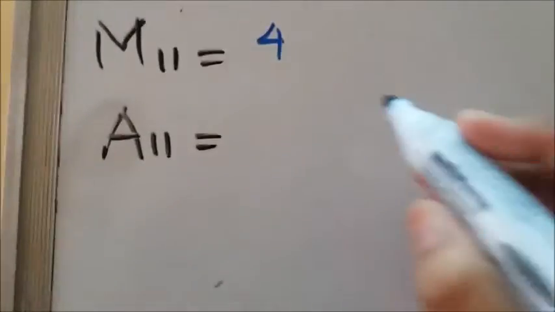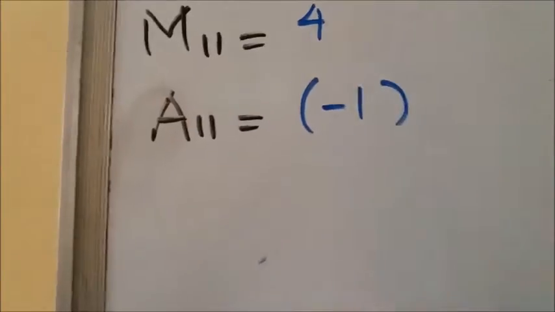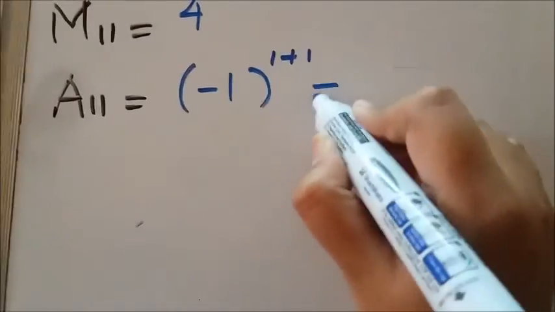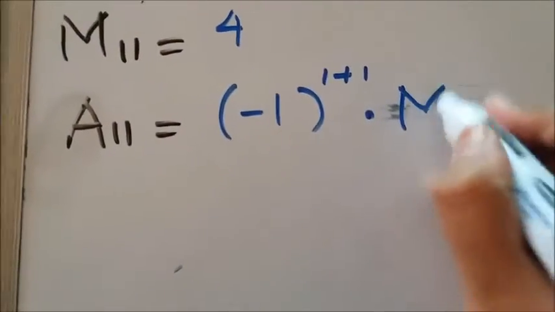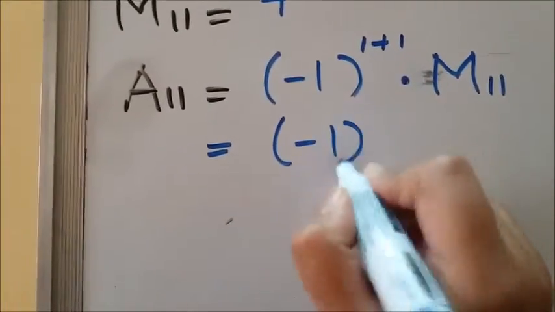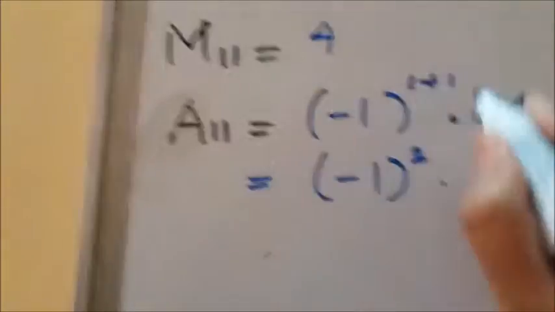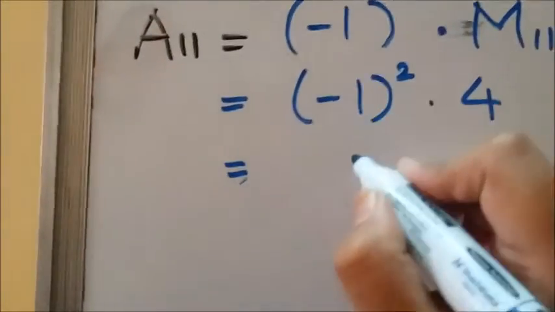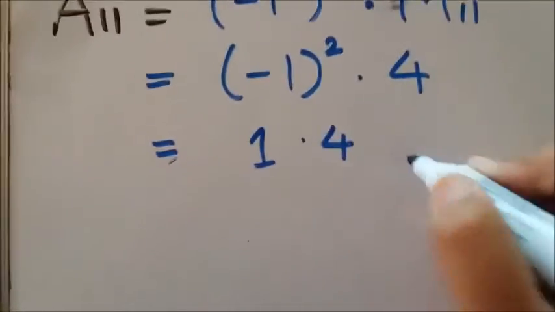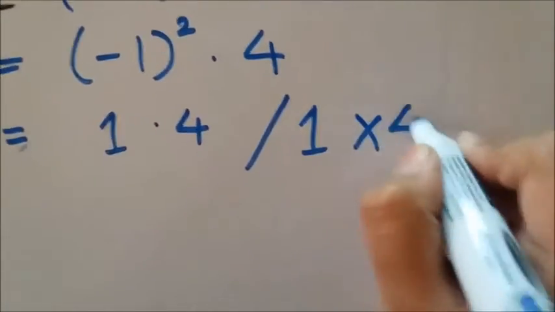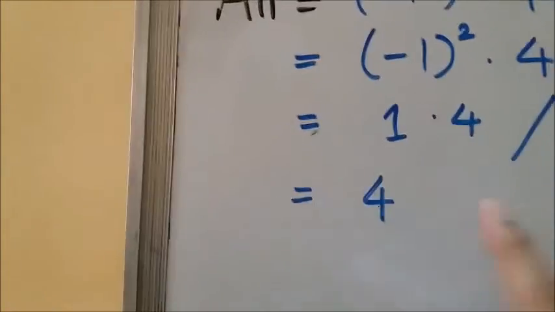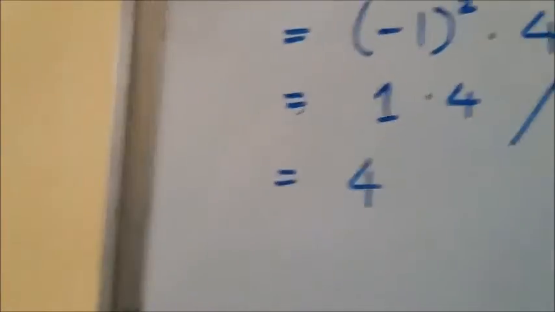Now for A11, what I have to do is always write minus 1, and I have to raise it to the power of 1 plus 1, multiplied by M11. So what is my answer? Let me calculate it. Minus 1 remains as it is, 1 plus 1 is 2, M11 we know is 4. So we will calculate further. Minus 1 into minus 1 is plus 1, and into 4, you can write it like this, or 1 into 4, as you are comfortable. So that would be positive 4. So my cofactor of this place A11 is 4.